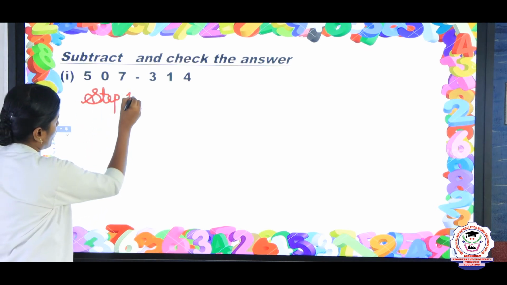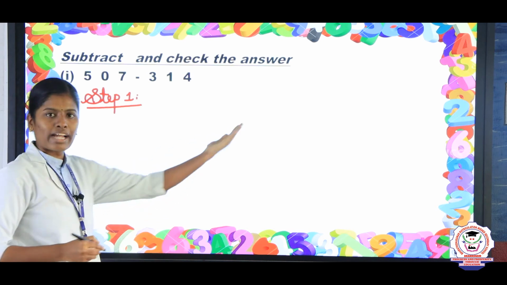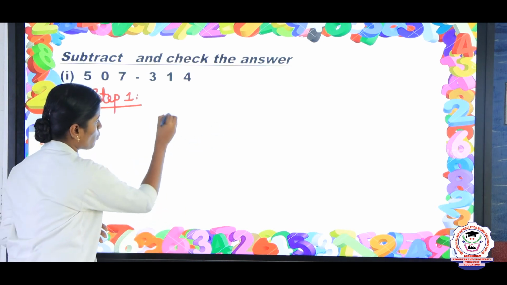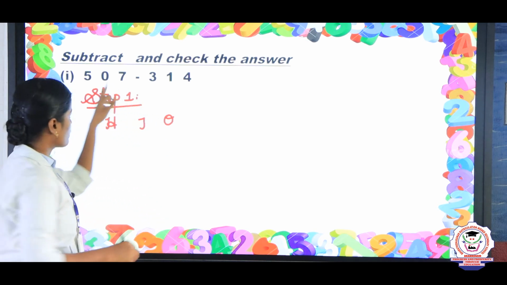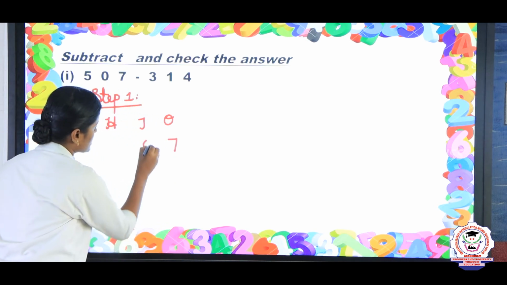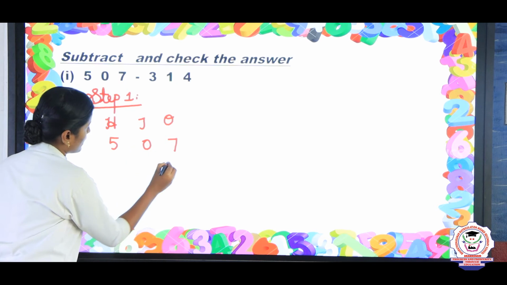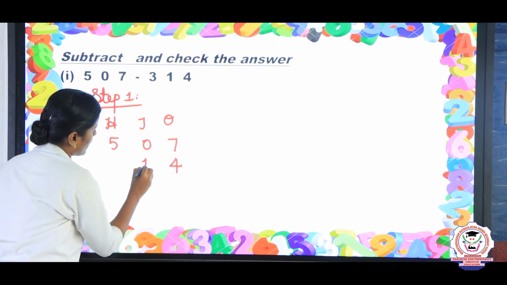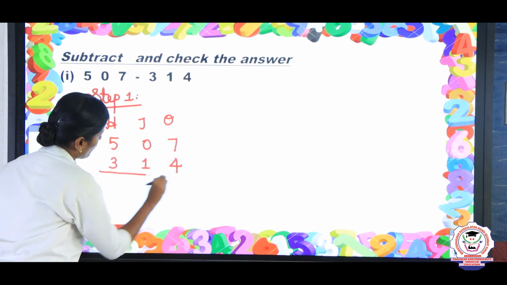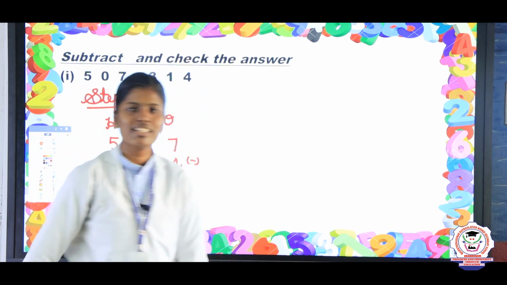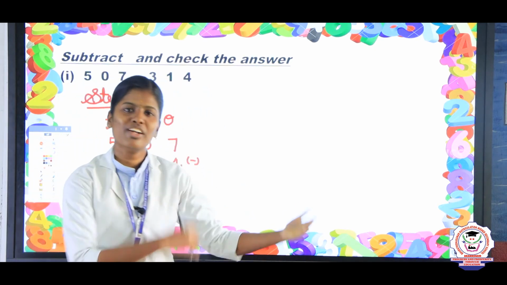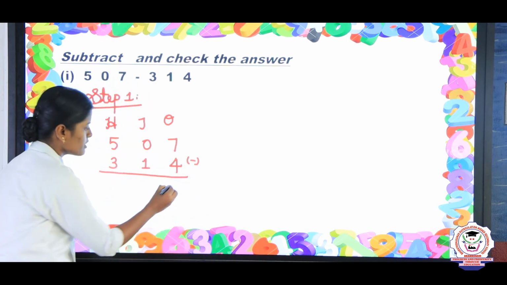Step 1. As usual, write the place values: ones, tens, hundreds. Here the ones place values are 7, 0, 5, then 4, 1, 3. Now we are going to subtract this. So, what is the answer? Now, tell me Nasreen, what is the answer? 7 minus 4. Very good my dear. 7 minus 4, the answer is 3.